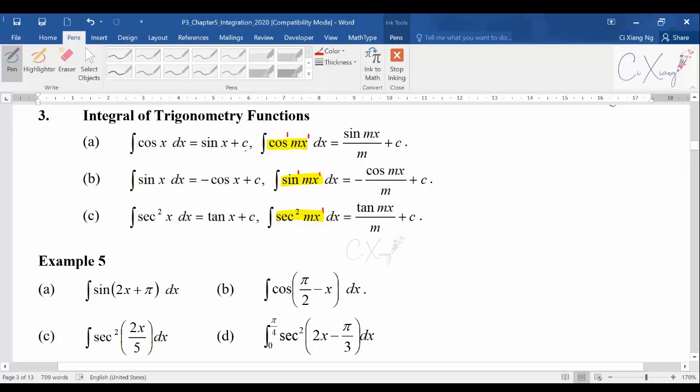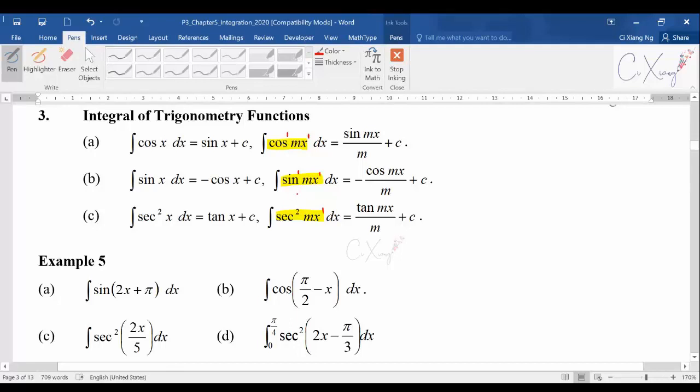As an example, if you have cos square, how are you going to integrate it? Actually, we will have some other methods to integrate. For this one, we call it basic integration. These three types are called basic integration for trigo, and these are the only patterns you can integrate for now.